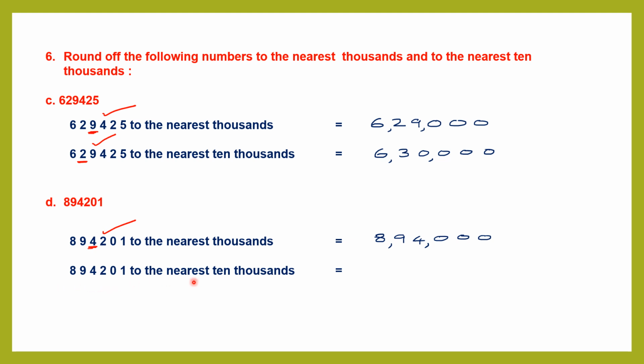Now we're going to round off to the nearest 10,000s. So ones, tens, hundreds, thousands, 10,000s. We have 9 in the 10,000s place. Let's look at the digit to its right. It is 4 and 4 is less than 5. So 9 will not change. That will remain the same. 8 also will remain the same. So 8 and 9, all the digits to the right of 9 will now become zeros. There are 4 digits, so 4 zeros. 1, 2, 3, 4. Let's put the commas and read this number. So this number is now 8,90,000.